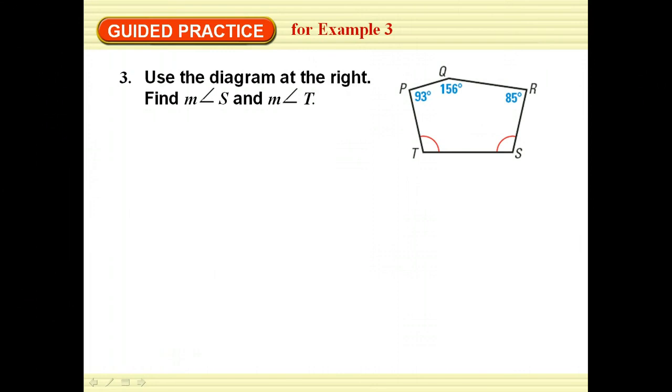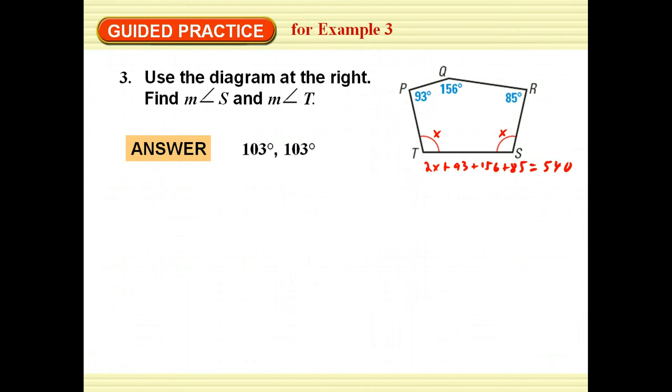So here's another one for you to try. If we look at this one, what we'll notice is that these two have the same measure, so x and x. So I have x plus x, which is 2x, plus 93 plus 156 plus 85 is equal to, now I need to know, I got 1, 2, 3, 4, 5 sides. So for my 5 sides, n minus 2 would be 3, and 3 times 180 is 540. And so I can solve this and see that each one of them is 103.